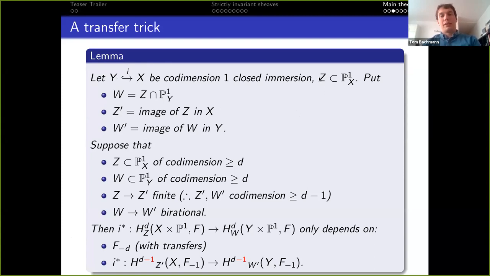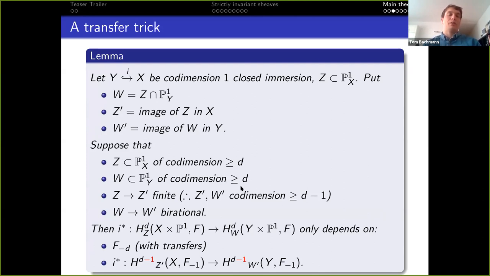So I would assume that I have some closed subset Z in P^1 over X. And then I immediately build myself additional data. I can intersect Z with P^1 over Y, I get W, and I can look at the images of Z and W, I get Z' and W'. And then I make some assumptions. Basically, I want the codimension of Z in P^1 to be at least d, that's always happening. And I want the codimension of W in P^1 to be at least d. It's our running assumption.